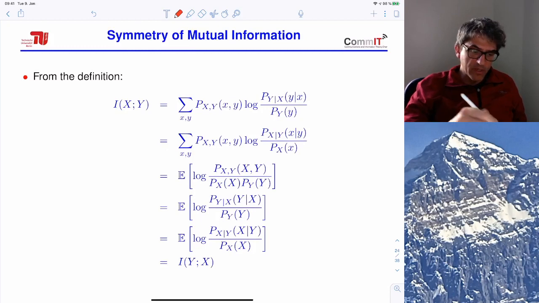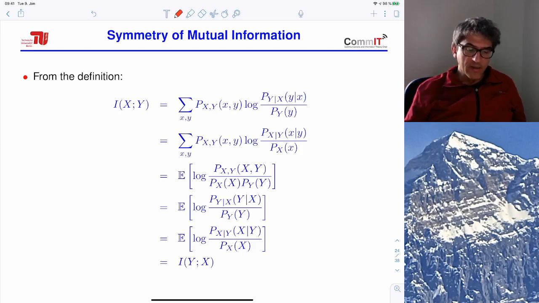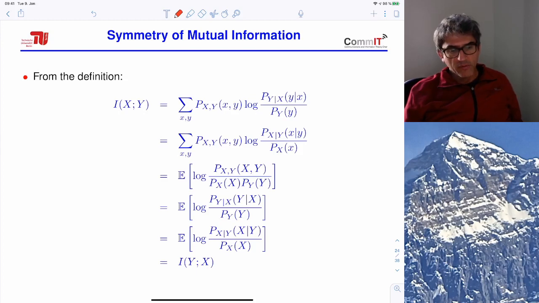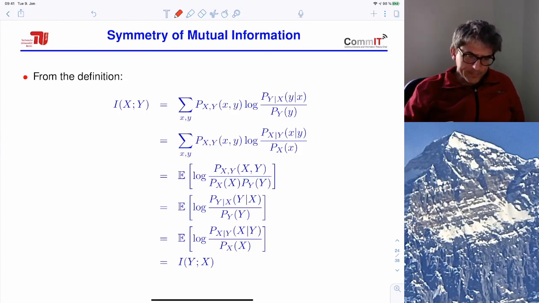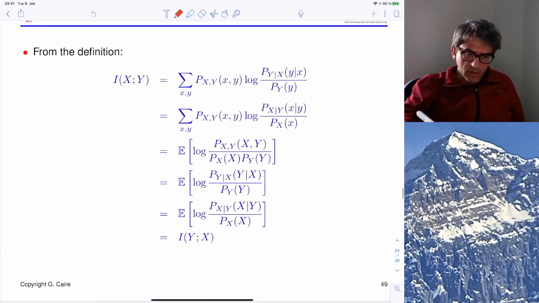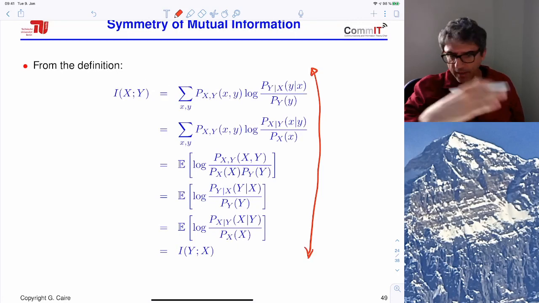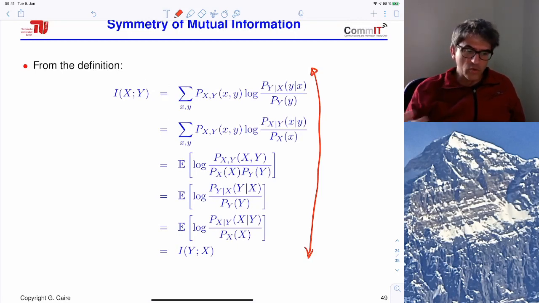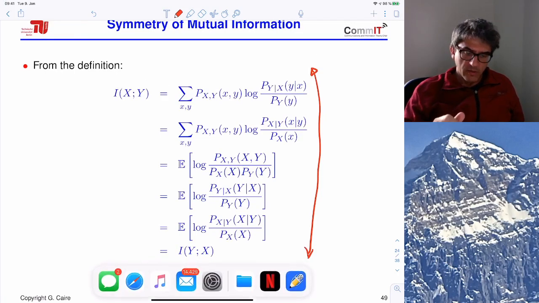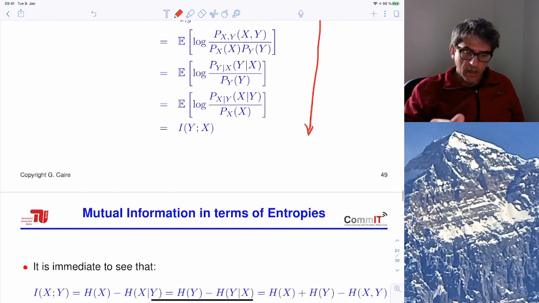So you have equal, equal, equal, equal, and from which you can see that the mutual information is symmetric. So the mutual information of x and y is the same as the mutual information of y and x. It's very easy to get all these expressions. Do it as an exercise. You can start from one and get the others by simply using the usual telescopic rule and simplifying terms. You get everything.